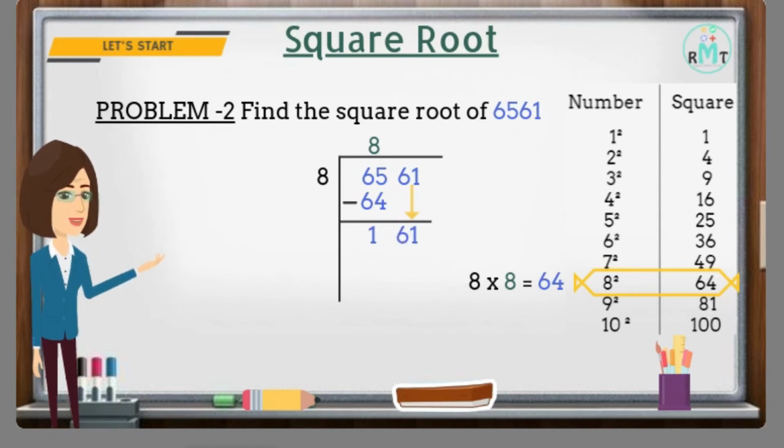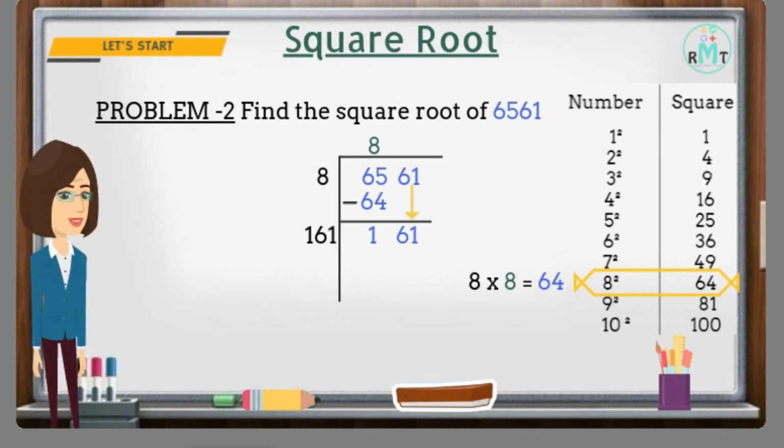Next, we add the quotient 8 with divisor 8 and make it 16. Now, the new dividend is 161 and the new divisor is 16. Now, we compare 16 with 16. As we know, 16 multiplied by 1 equals 16. So we will write the number 1 next to 16.